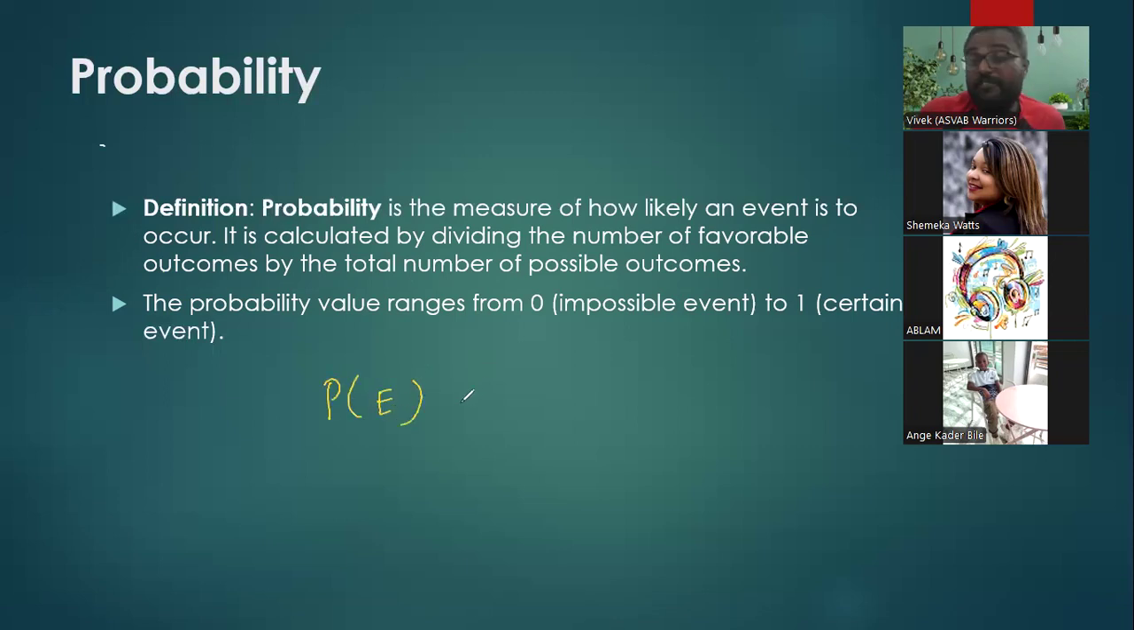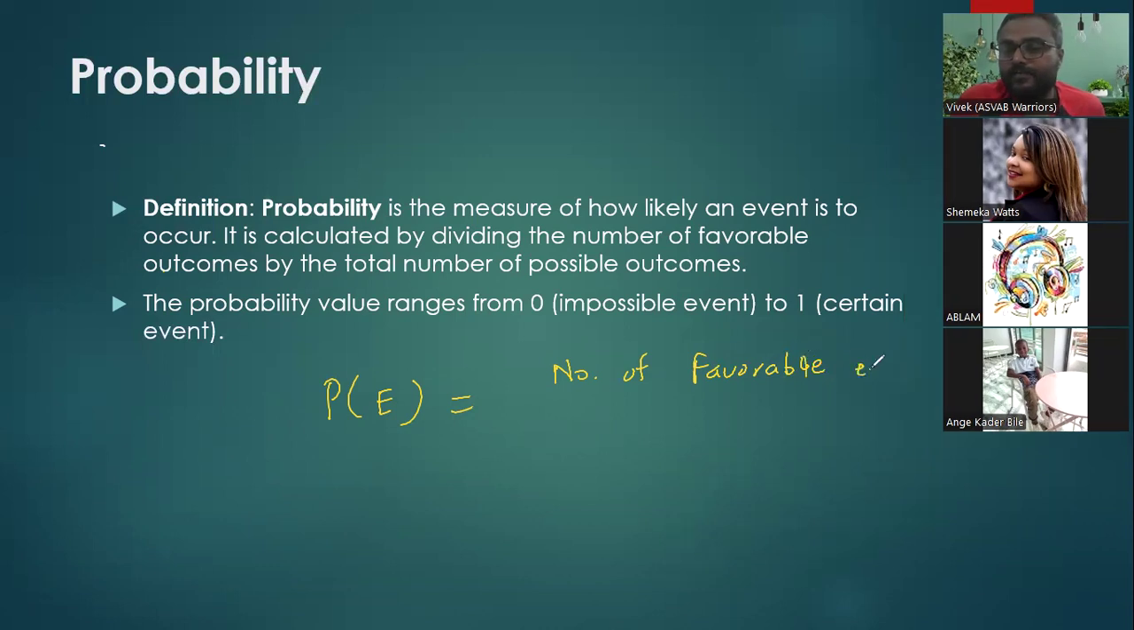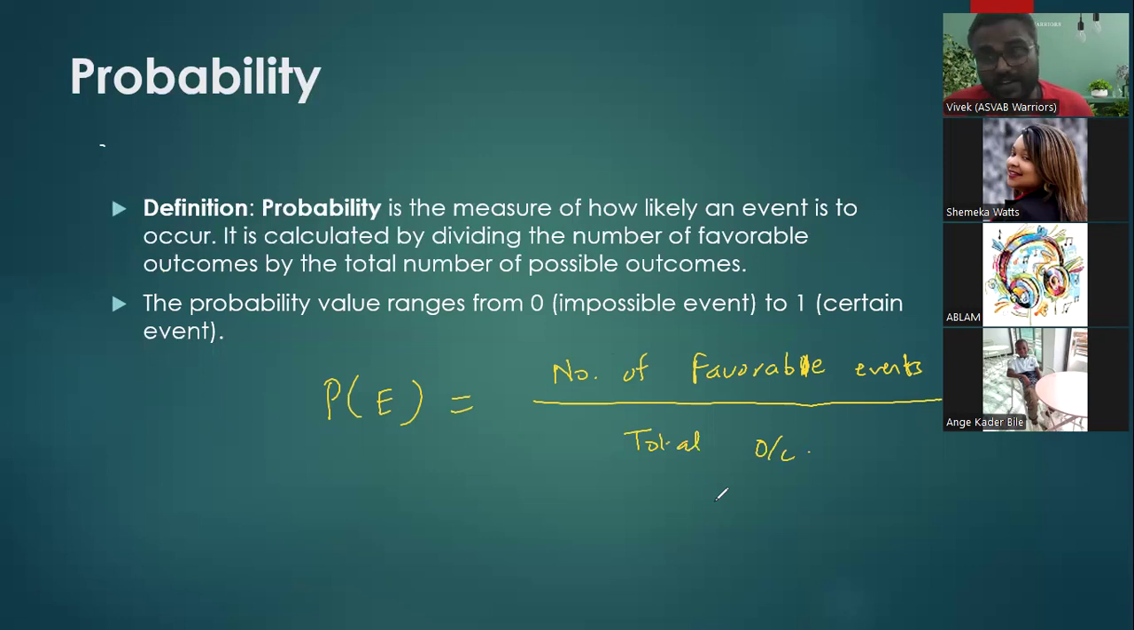Probability of any event happening would be number of favorable events. You can note this formula down. Number of favorable events upon number of total outcomes, or you can write it as total outcomes. Number of favorable events means whichever events are favorable to us or the event, and then divided by the total number of outcomes.